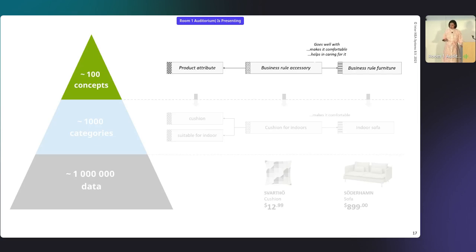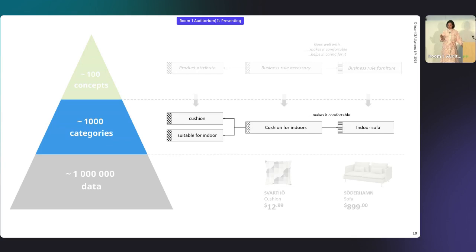And on the ontology level, we also capture the definition that accessory goes well with furniture. So the property between these roles, or a specialized way of going well with, is that it makes it comfortable, or it helps with caring for it. You will see that soon in action, but that's the terminology and the conceptualization that we need in order to formulate our business rules.